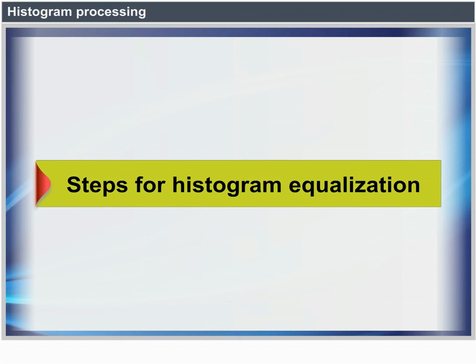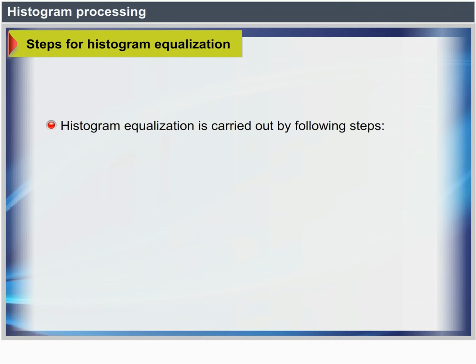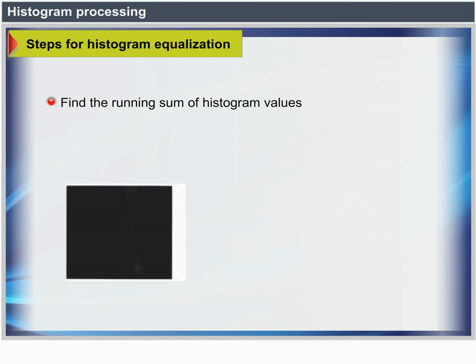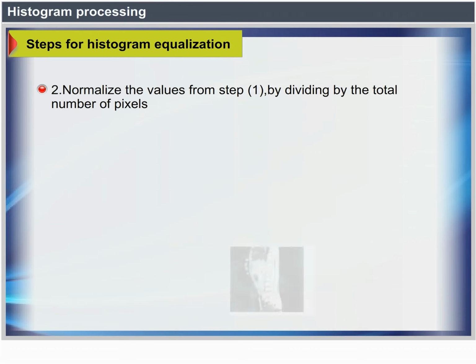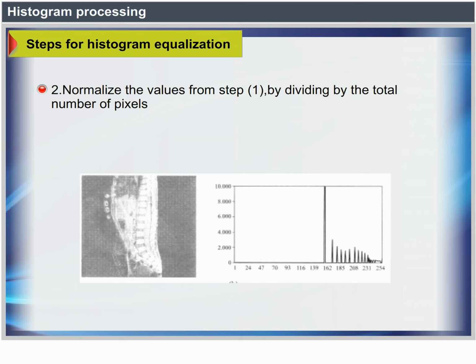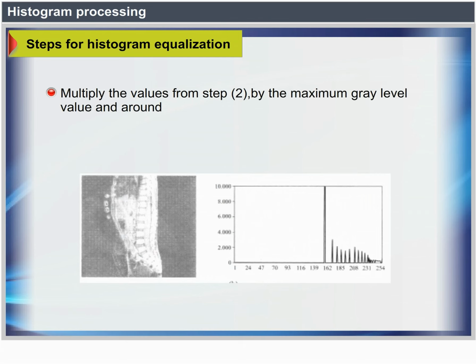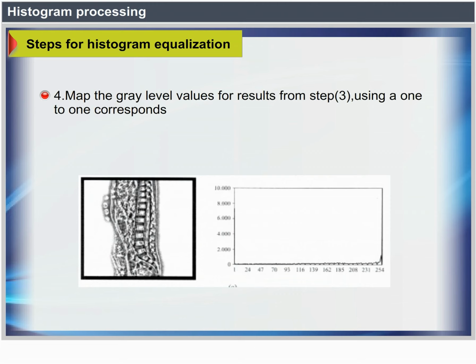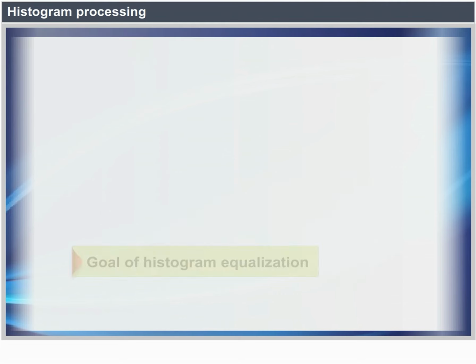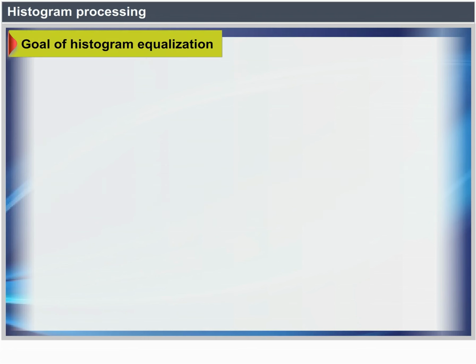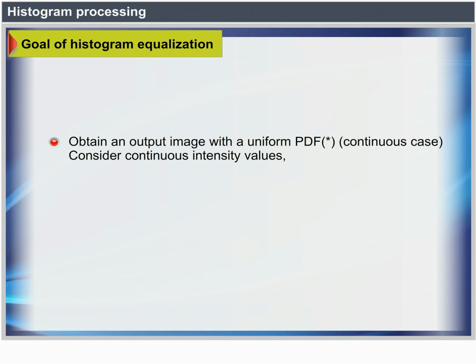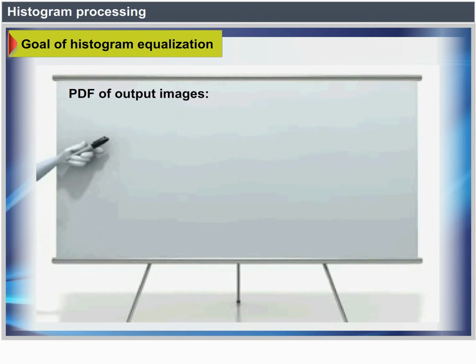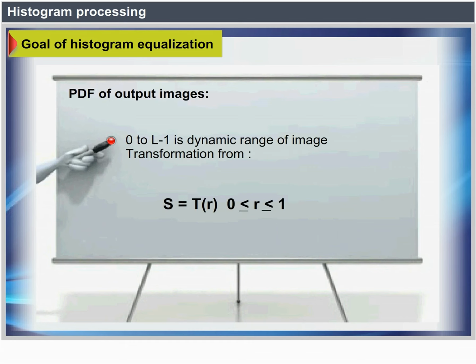Goals of histogram equalization. Obtain an output image with a uniform PDF. Consider continuous intensity values. The dynamic range of the image is 0 to L-1. Transformation s equals T(r), and the value of r ranges from 0 to 1. Transformation function T(r) must satisfy the following condition. T(r) is single-valued and monotonically increasing in the interval r ranging from 0 to 1, and T(r) ranging from 0 to 1 for r ranging from 0 to 1.